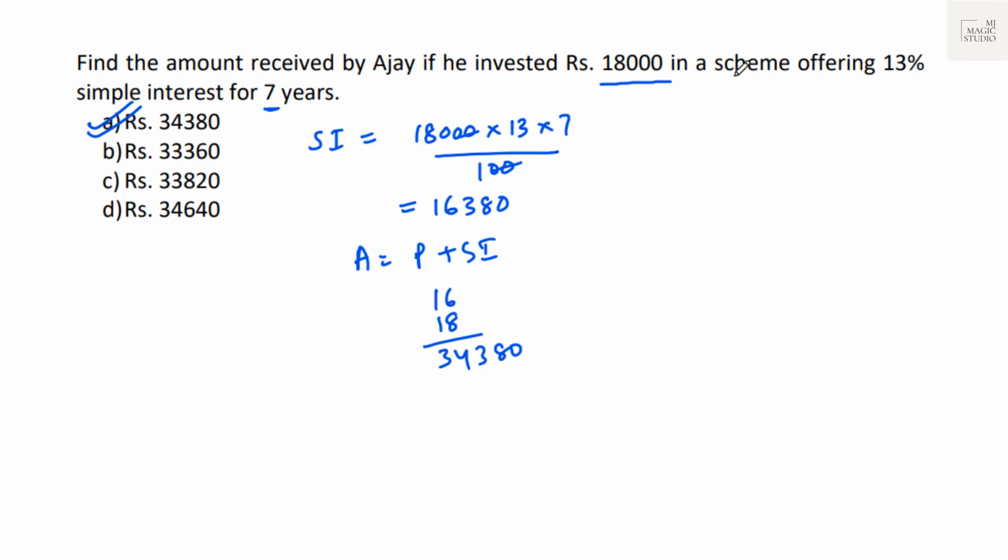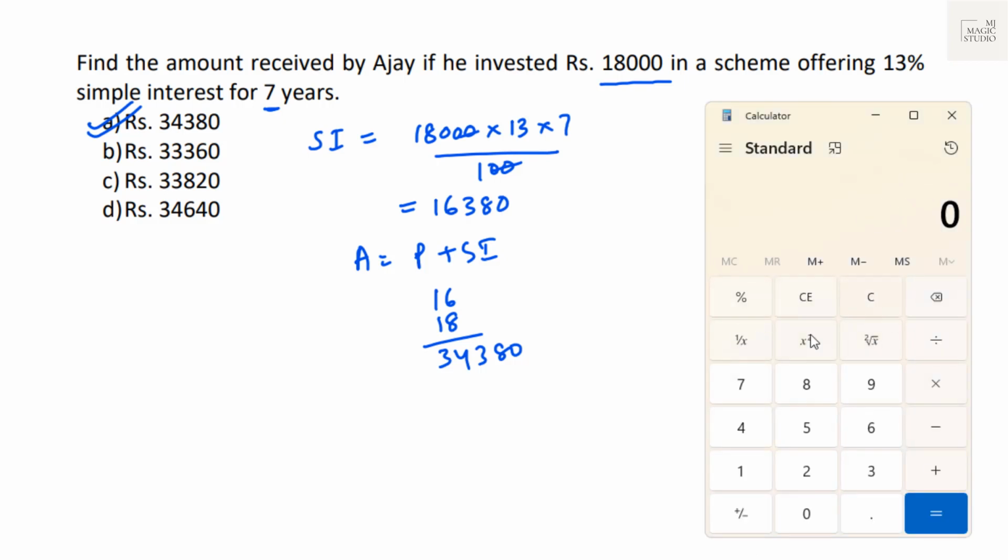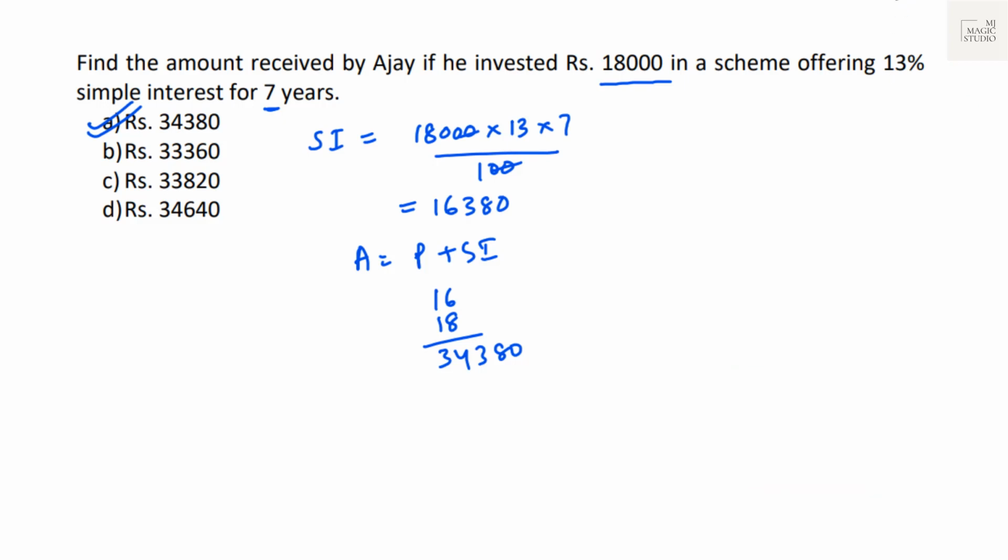Or it is simply 13% interest per year. 13 into 7 is 91% interest in 7 years. 91% interest on rupees 1 becomes 1.91. So on the calculator, it is simply 18,000 into 1.91. That will give us 34,380.